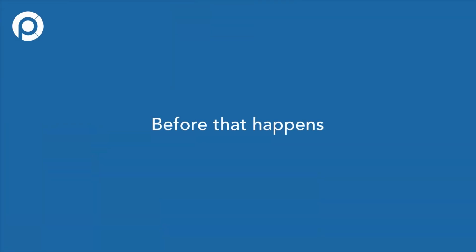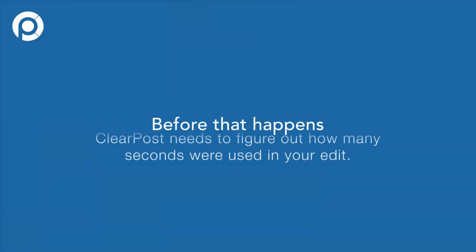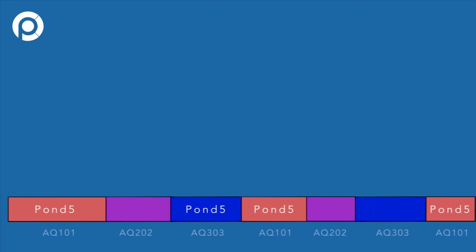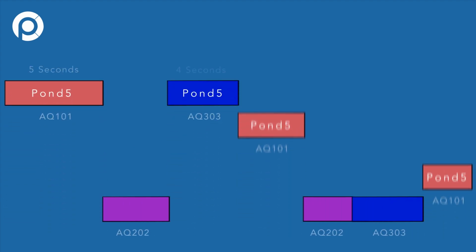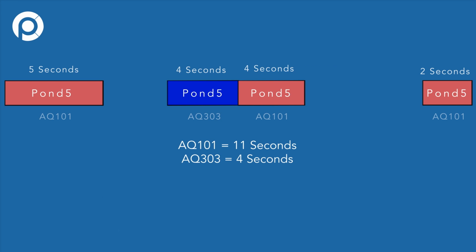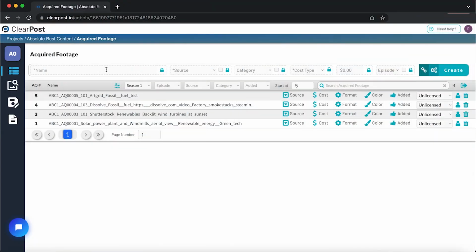But before either individual or source settings take place, ClearPost needs to figure out how many seconds were used for every instance of acquired footage in your edit. In doing so, ClearPost will know how many seconds were used for each piece of acquired footage, as well as how many seconds were used from each source that those pieces of acquired footage came from. Now that we understand that, let's learn how to price individually first.